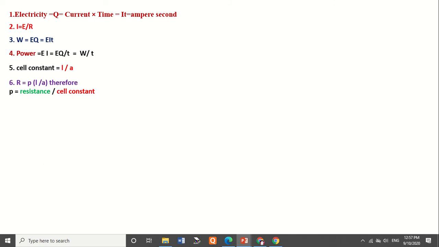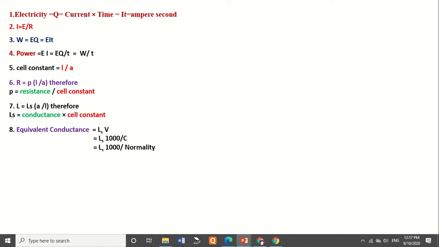The resistance equals specific resistance into cell constant. Therefore, specific resistance equals resistance upon cell constant. Then conductance equals specific conductance into 1 upon cell constant. Therefore, specific conductance equals conductance into cell constant. We know that the resistance is inversely proportional to the conductance, and conductance is inversely proportional to the resistance.